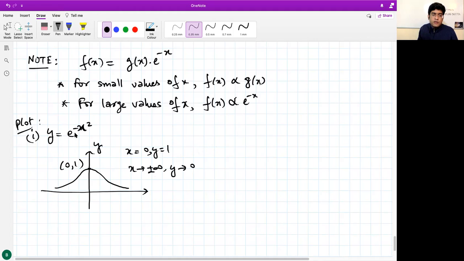You can differentiate it and put x equal to 0. You'll find that the slope is 0, so this will be a smooth curve. So this is a bell-shaped curve.